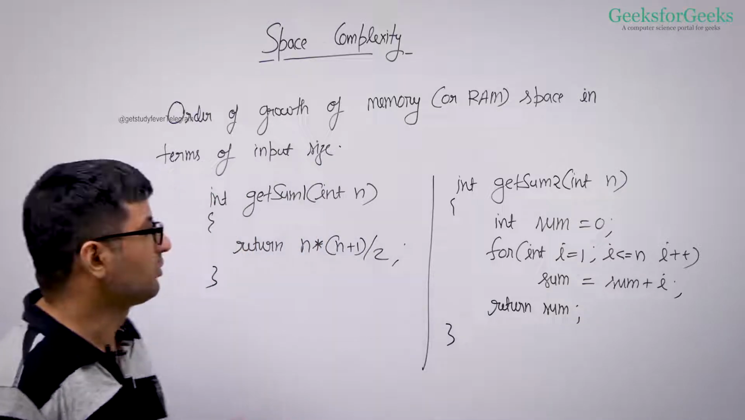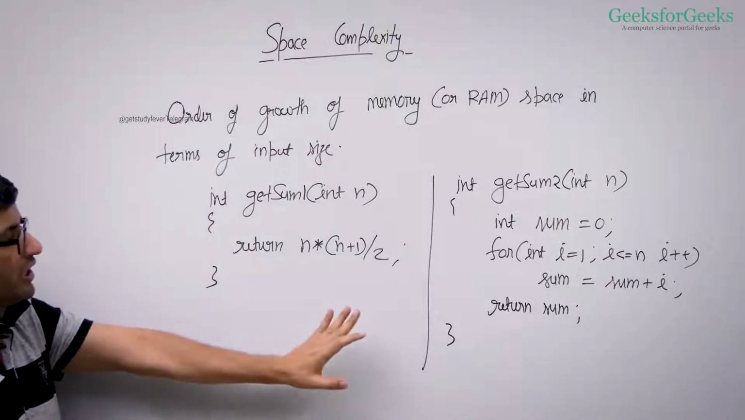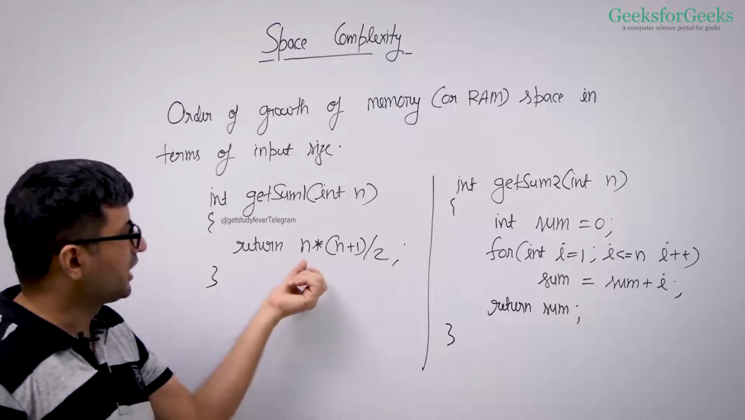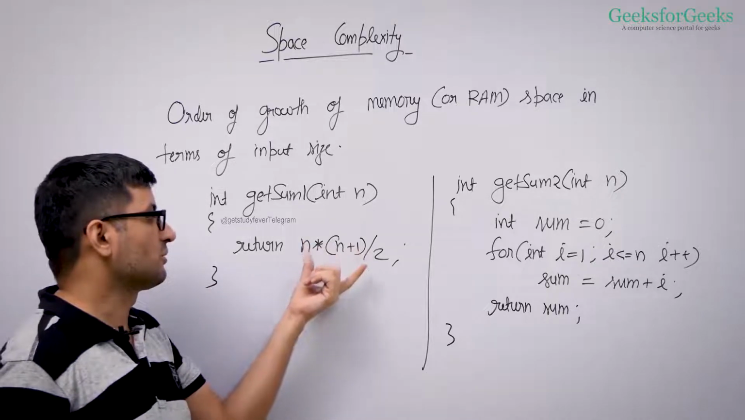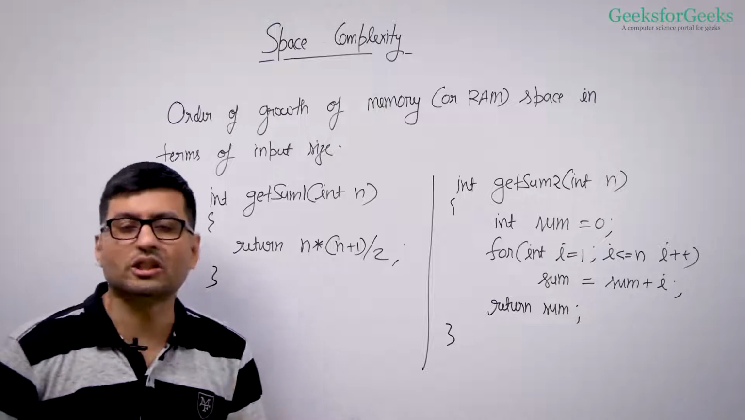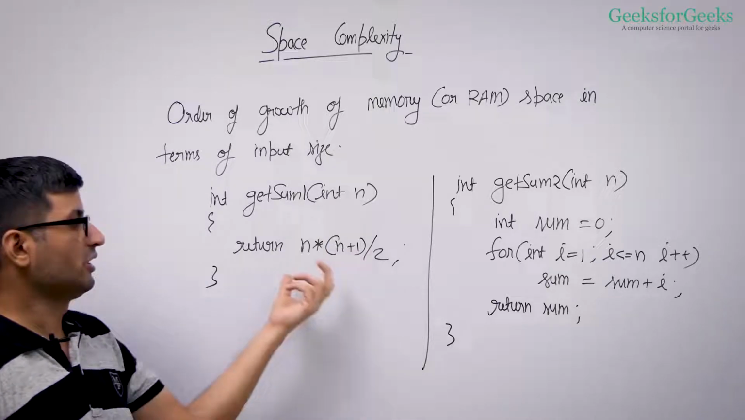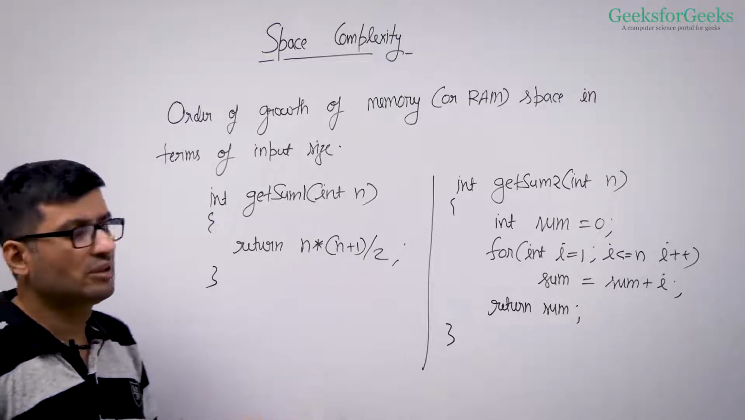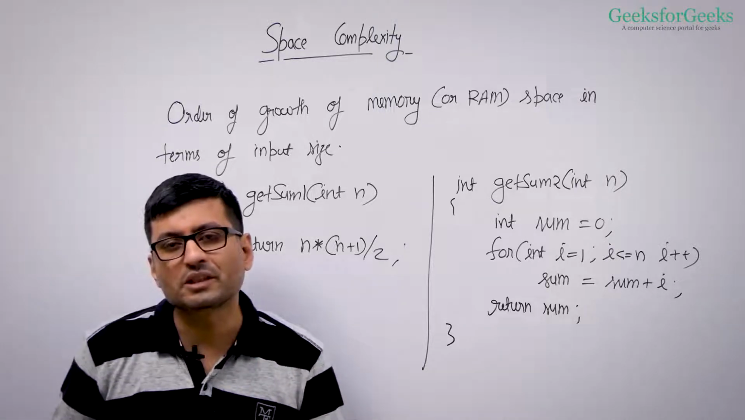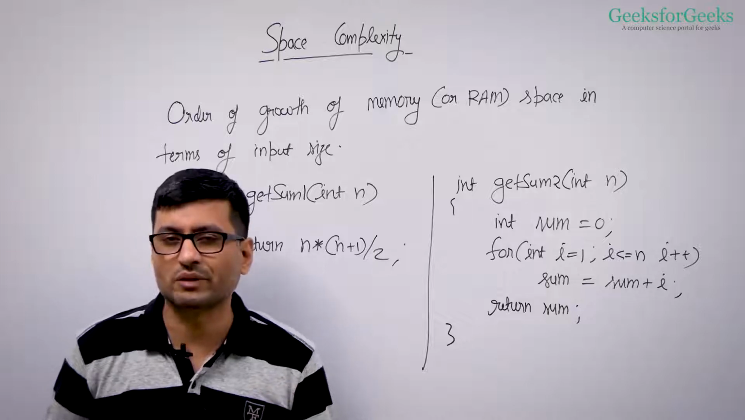Let's take a look at these two programs to get an idea. This program takes how much space in terms of input size? Only constant amount of space. You have some constant number of variables. There is in fact only one variable n. So the amount of memory space does not grow in terms of input size.